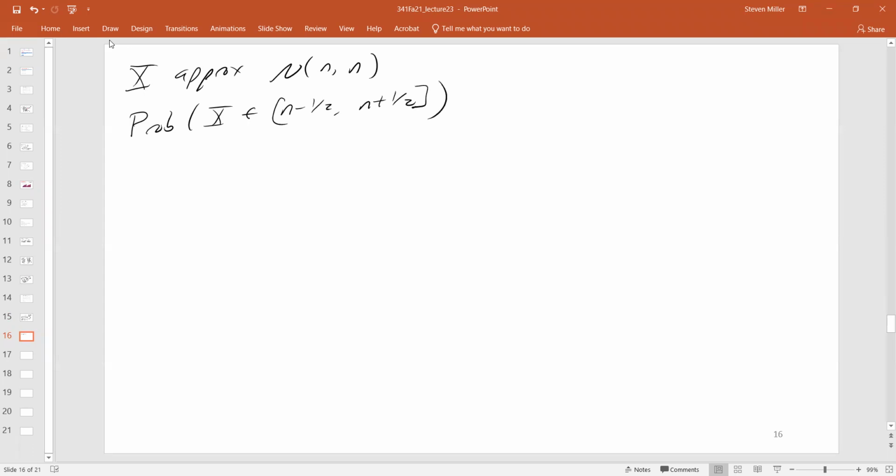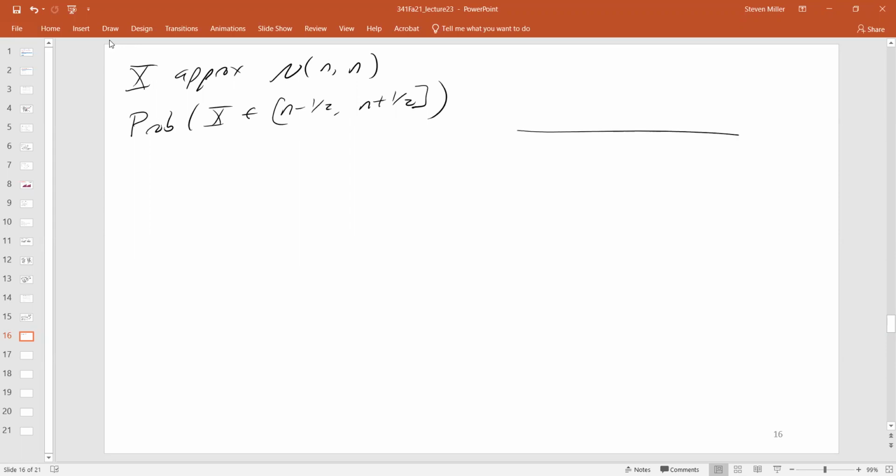Why am I going to plus or minus a half? Well, the reason is, remember, the normal distribution is continuous. And so this is talking about finding the probability under the normal curve that's closest to the integer n. Right? And so that's where this is coming from. Okay. So now when you look at this, how would we find this out? Well, we would have to estimate the integral.